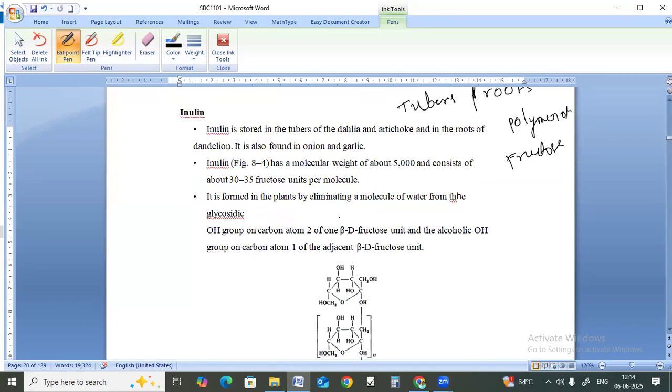And it is formed in the plants by eliminating a molecule of water from the glycosidic group of carbon atom of beta D fructose unit. And that means here the functional group unit, and that can be removed by using it.